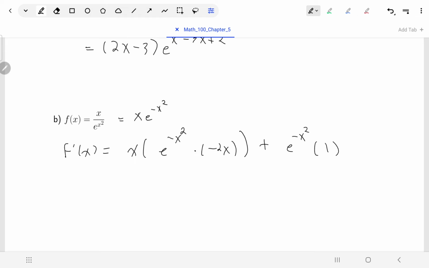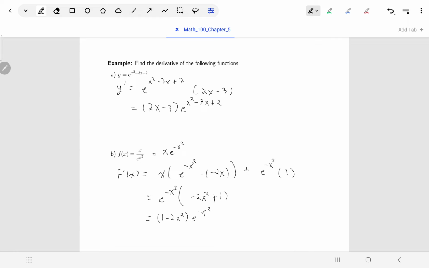The one thing you'll notice here, and this is a common theme, because e has itself as its own derivative, then in product rules and quotient rules, e will just show up everywhere. So specifically, I've got an e to the minus x squared that happens to be in both of my factors. So I will take the e to the minus x squared out, and that's going to leave me with a minus 2x squared and a plus 1. So I'll have 1 minus 2x squared times e to the negative x squared as my derivative.